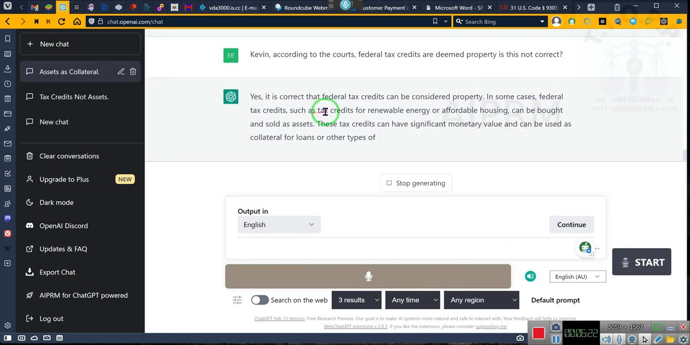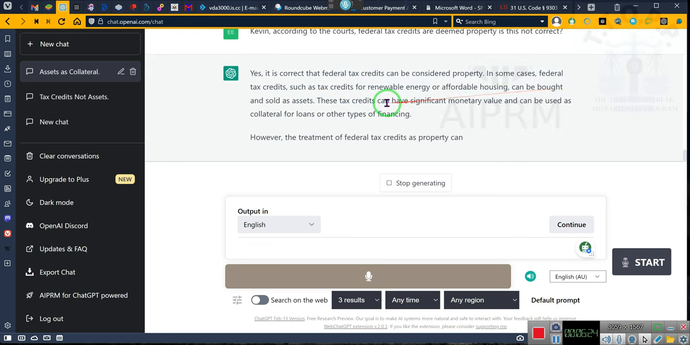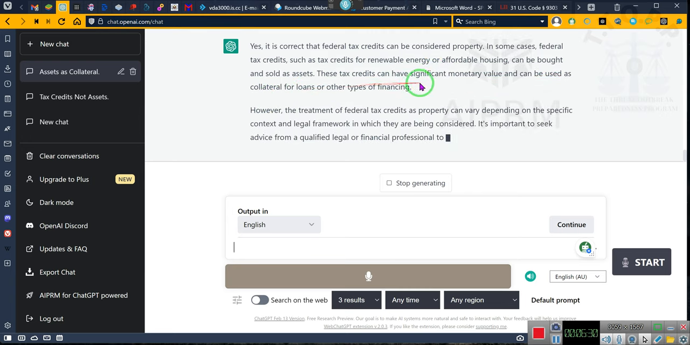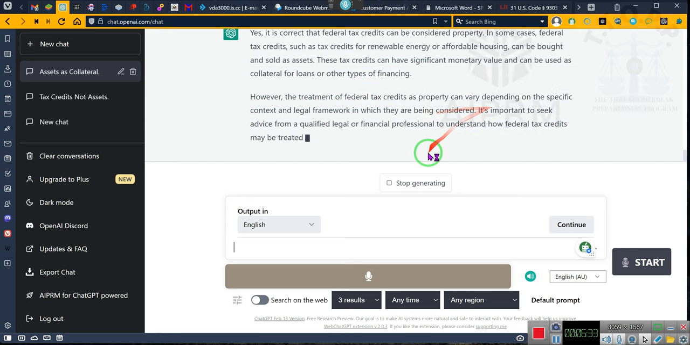Now it says, such as tax credits, a renewable energy. Well, nobody asked you about those type of tax. I just said tax credit. These tax credits have a significant monetary value and can be used as collateral for loans or other types of financing. However, the treatment of federal tax credits.